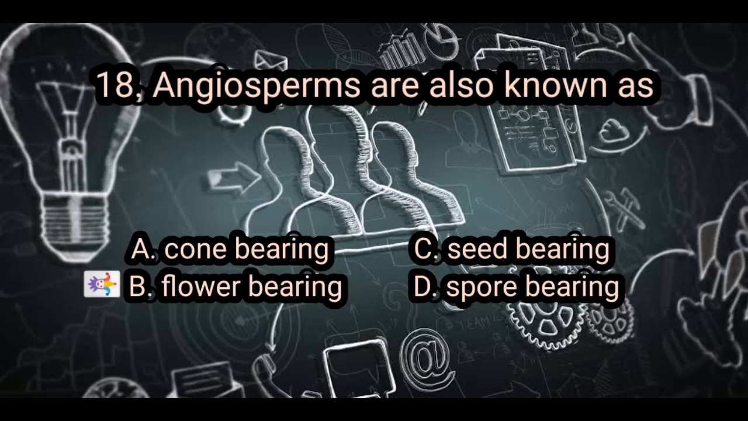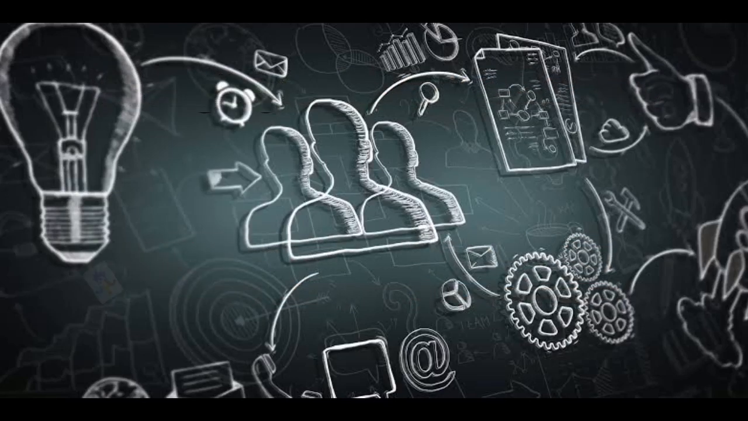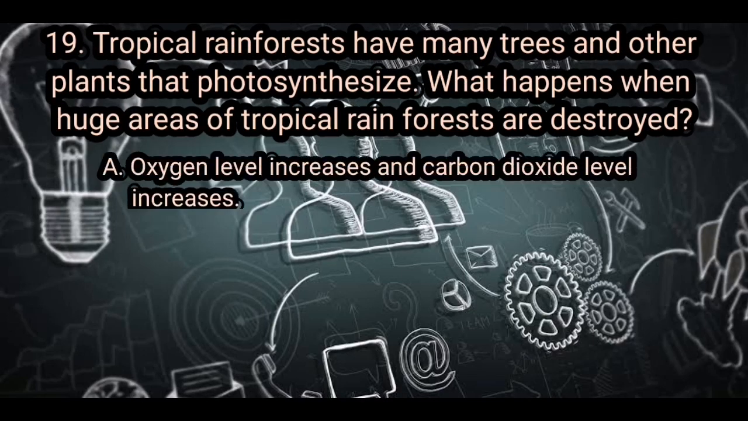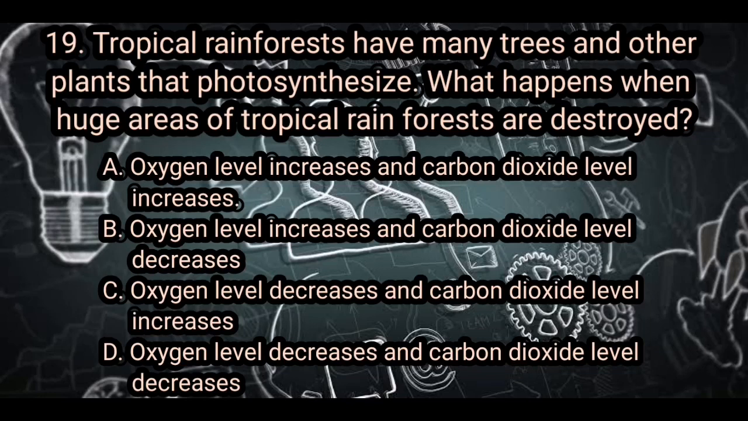Correct answer, letter B. 19. Tropical rainforests have many trees and other plants that photosynthesize. What happens when huge areas of tropical rainforests are destroyed? A. Oxygen level increases and carbon dioxide level increases. B. Oxygen level increases and carbon dioxide level decreases. C. Oxygen level decreases and carbon dioxide level increases. D. Oxygen level decreases and carbon dioxide level decreases.